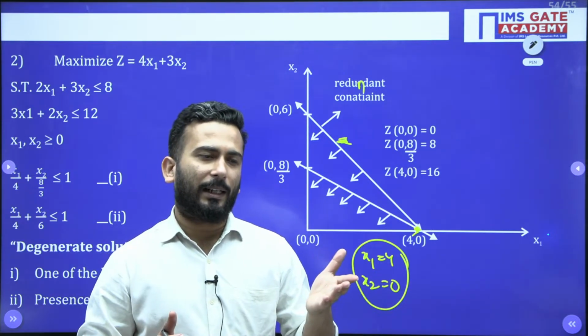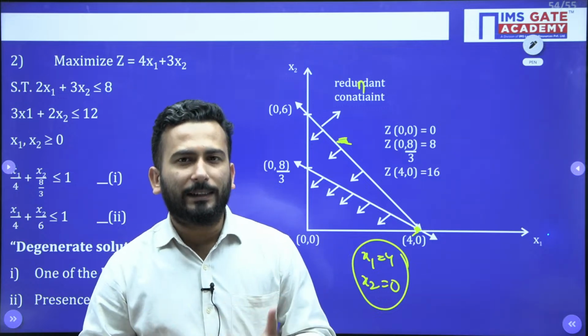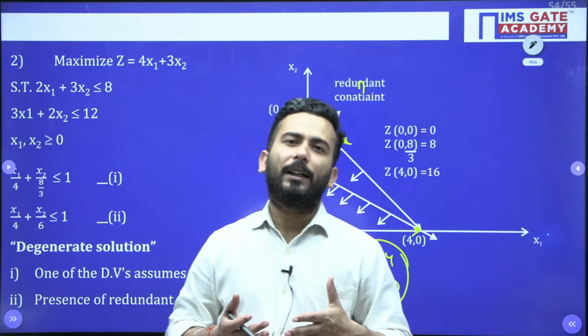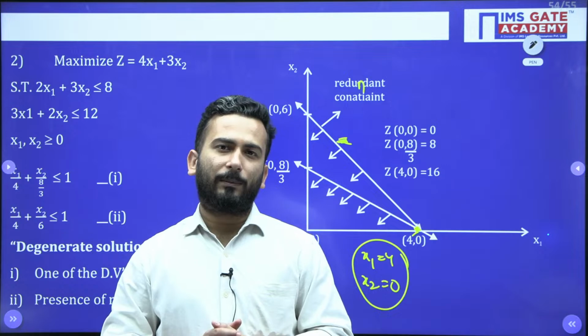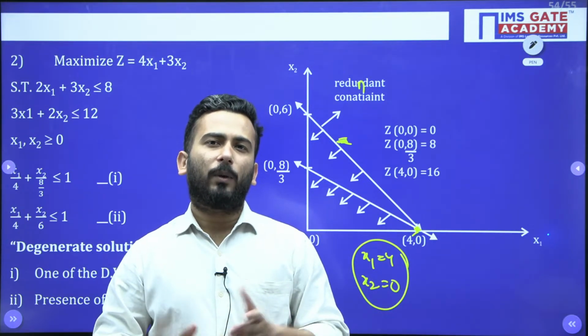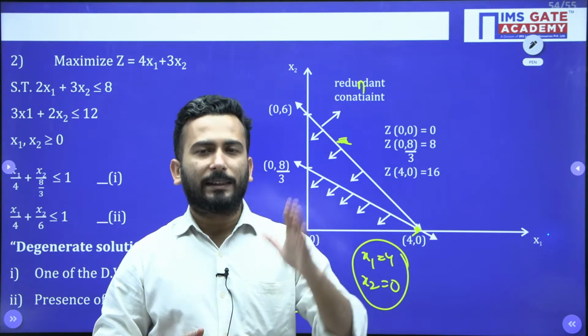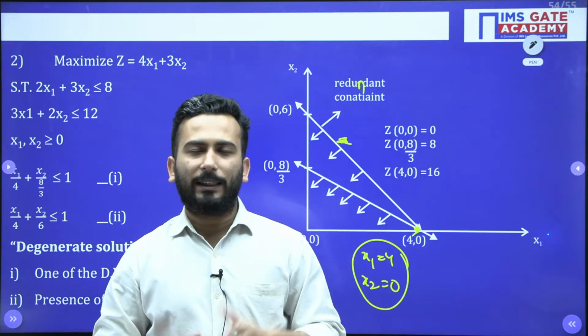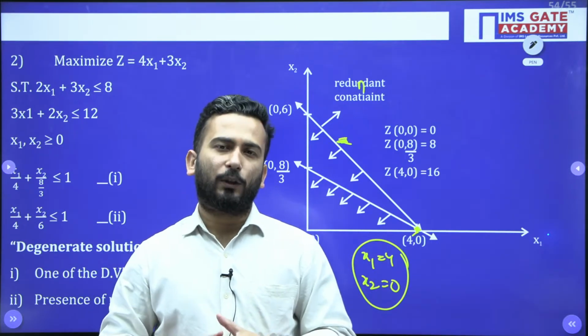Yes, they can ask you when degeneracy happens. Degeneracy happens when there is a tie in the leaving variable. All these things they can ask you. What is the optimum criteria? When c minus z is less than 0. All these things they can ask you, my dear friends.